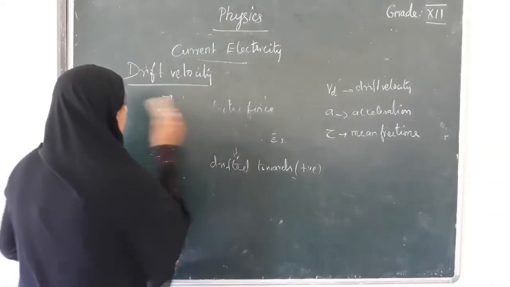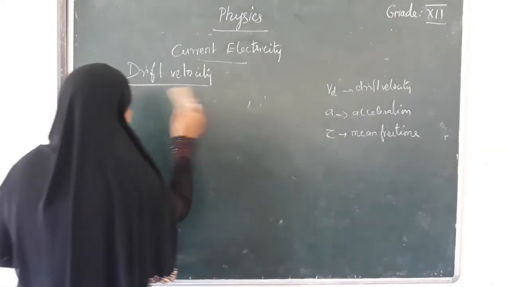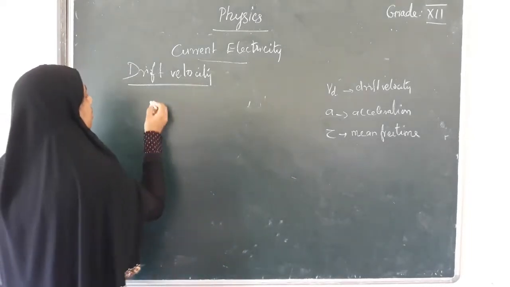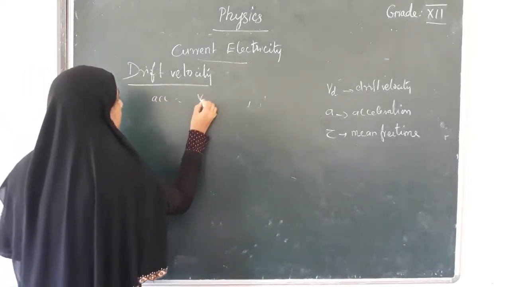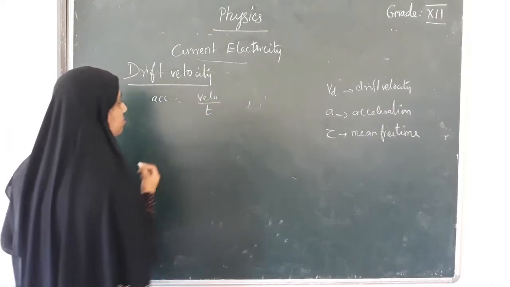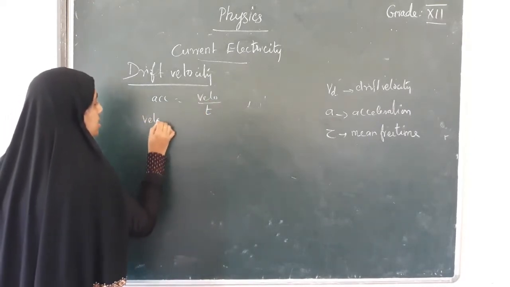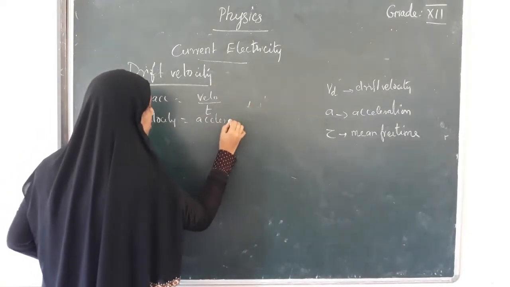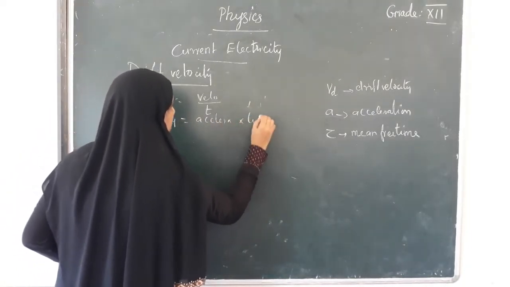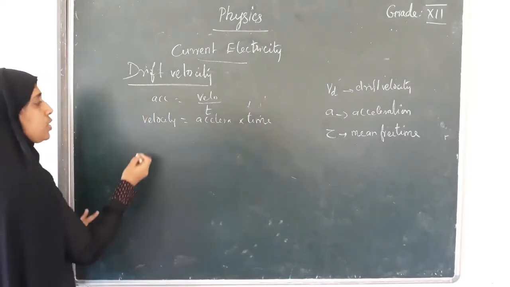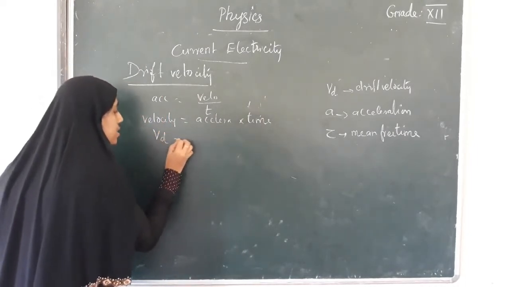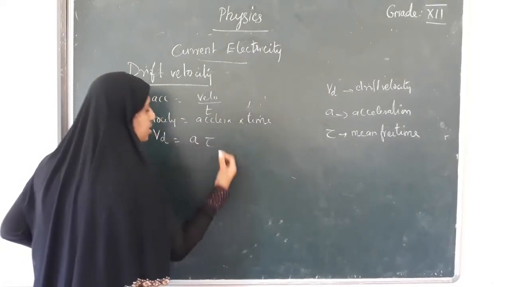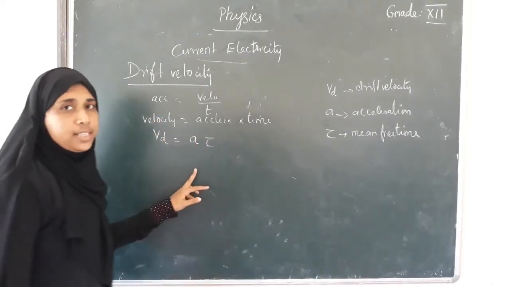Now let us see the expression of Vd. We know that acceleration is equal to velocity divided by time. From this, what is velocity? Velocity is equal to acceleration into time. So here Vd is the velocity, acceleration is a, and the time is tau. So Vd is equal to a into tau.